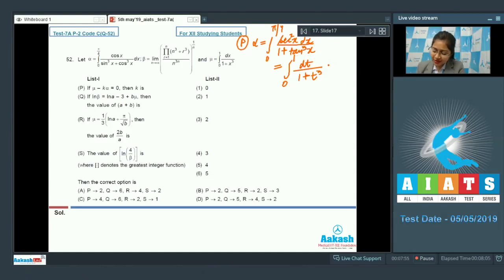Now here it can be seen that it is equal to mu, which means that alpha minus mu is equal to 0. That is, the value of k is 1. So 1, that is given in option number 2. Now next is option number Q.